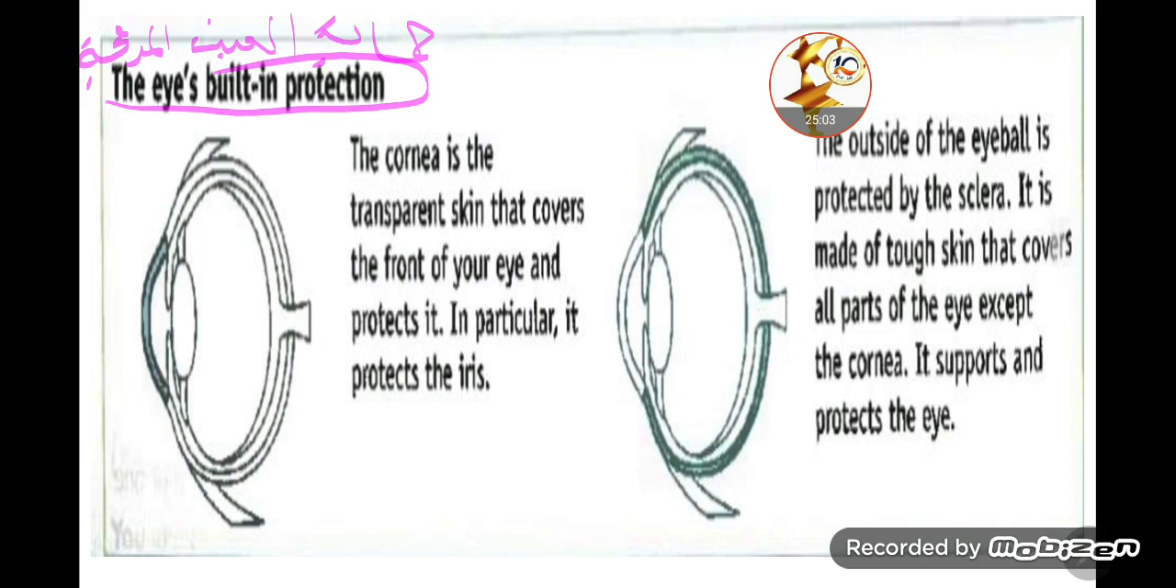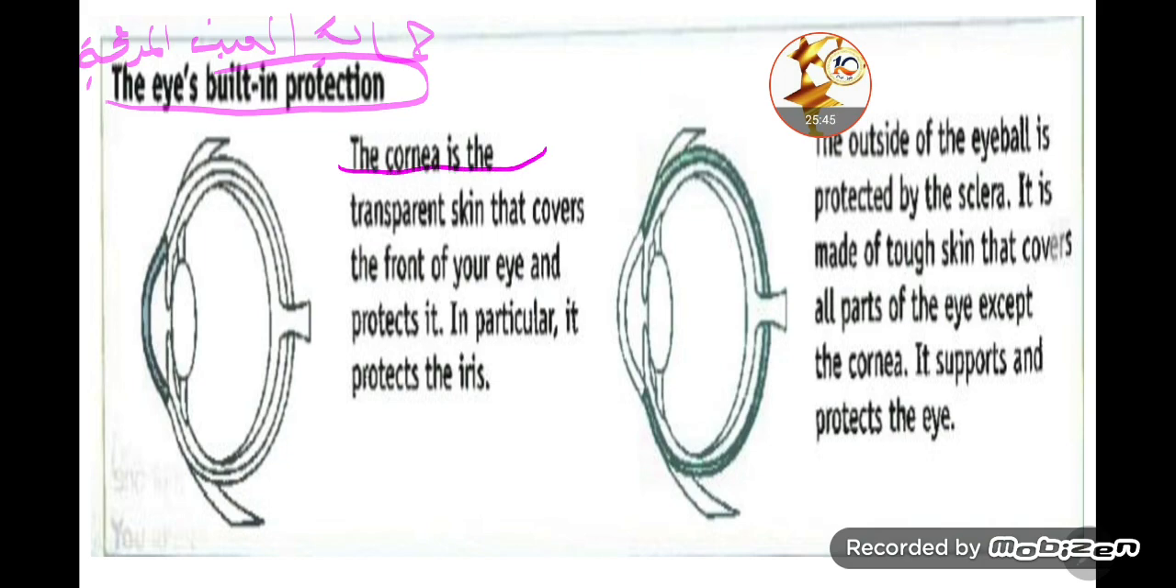The eye's built-in protection. The cornea is the transparent skin that covers the front of your eye and protects it. In particular, it protects the iris. طيب هلأ شو يعني لما أنا بحكي the eye's built-in protection؟ يعني your own eye, النظام system, protection system is existing in your eye, نفس عينك. إذا بتتذكروا إنه إحنا قلنا لما شرحنا عن the parts of the eye أعطينا بعض الأجزاء وحكينا إنه هاي المادة مثلا مثل المادة البيضاء الموجودة حول العين هاي بتعمل على حماية العين.